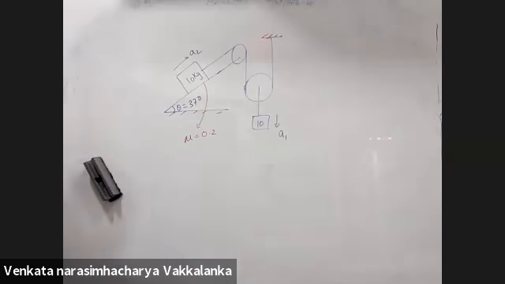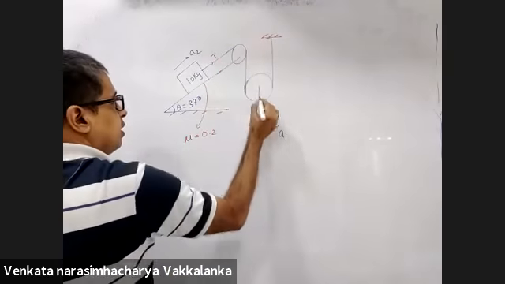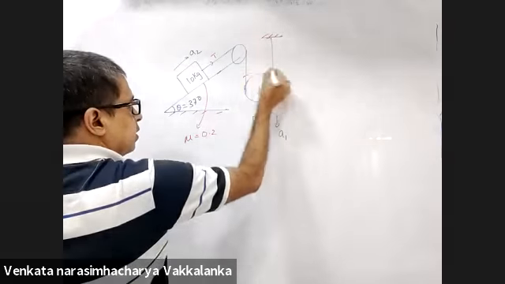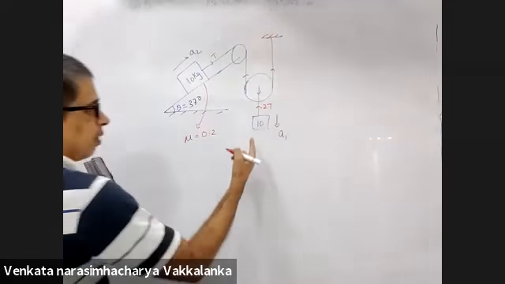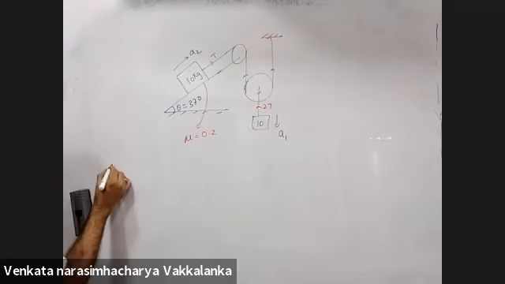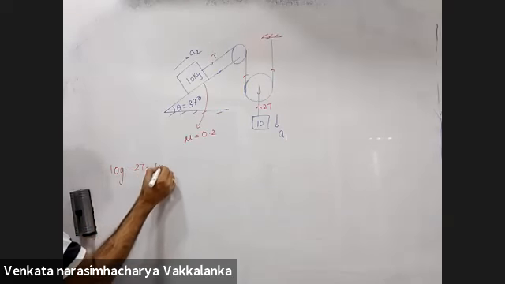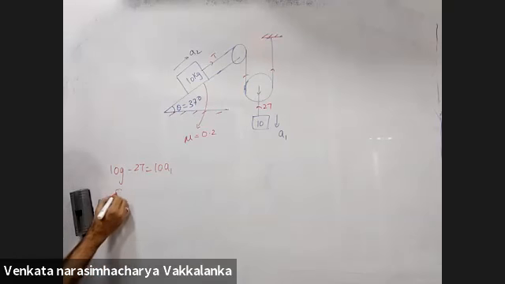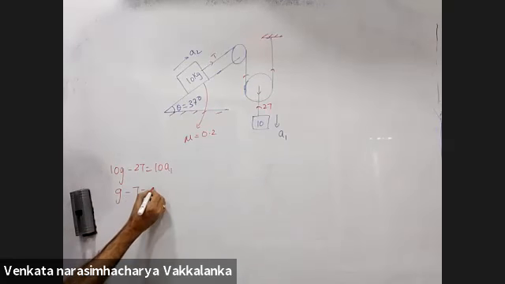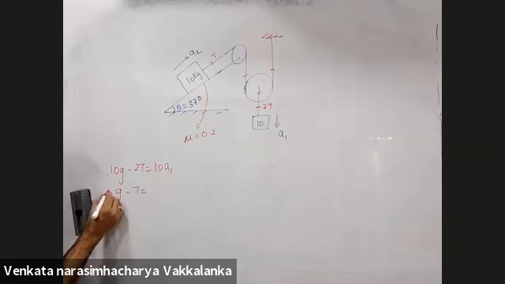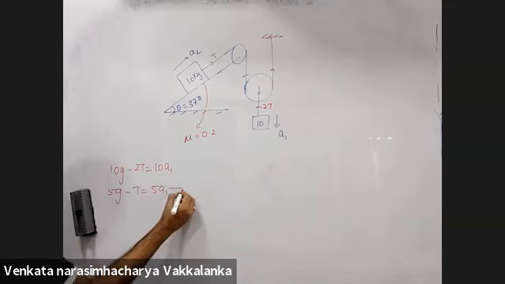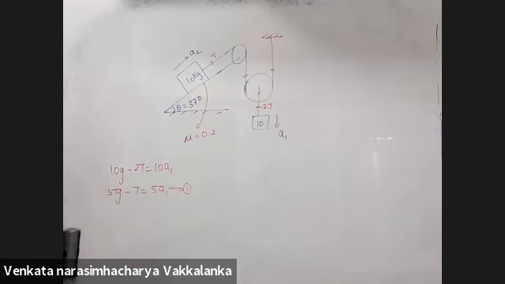If I take tension T here, what will be the tension here? 2T. Can you tell me the dynamic equation for this? 10g minus 2T is equal to 10 a1. That means 5g minus T is equal to 5 a1.